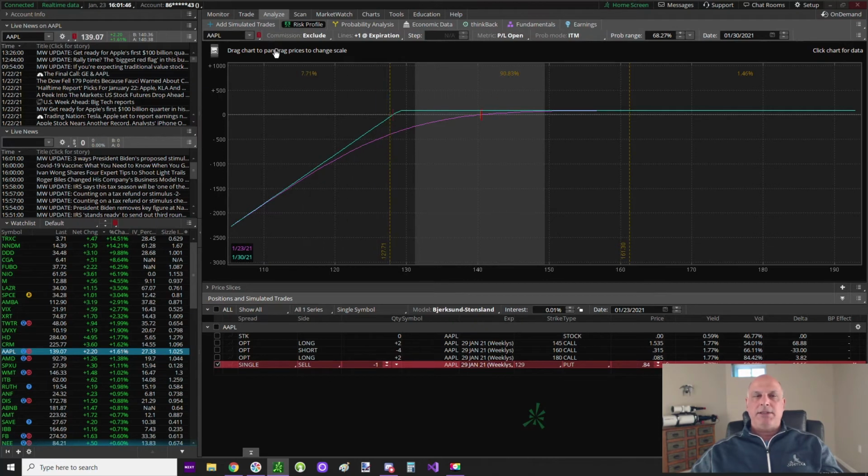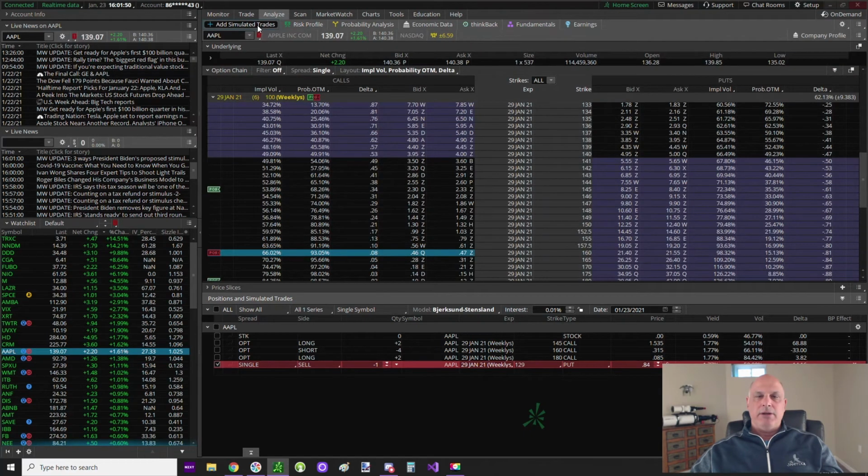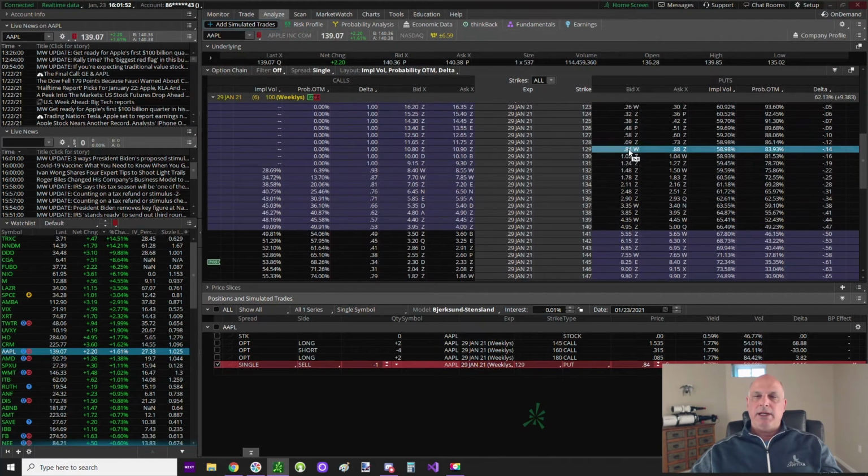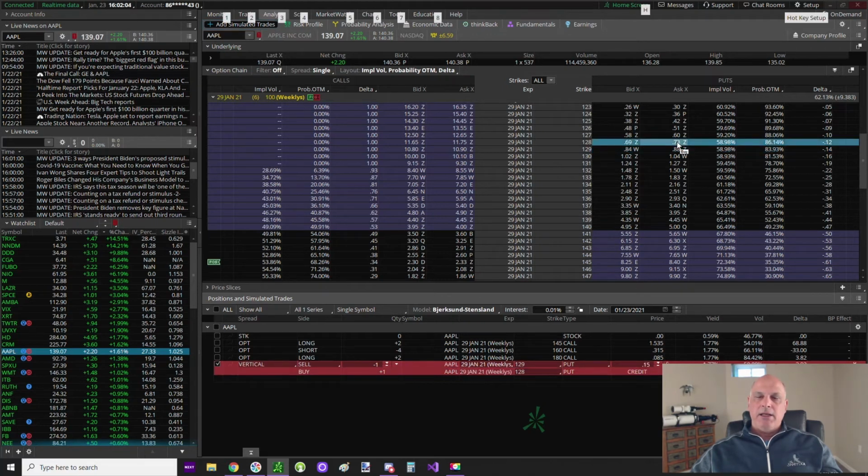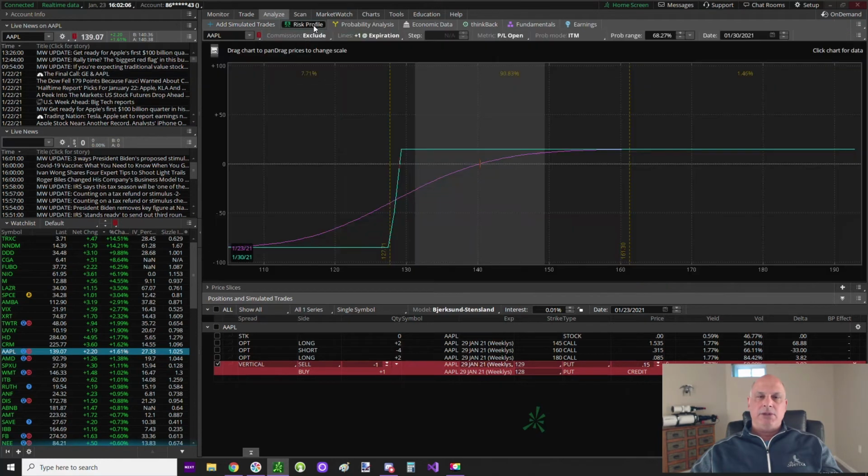You can cap those losses by buying kind of an insurance play, right? You can take that 129 and now buy insurance, or buy that lower strike, the 128. In Thinkorswim you hold the control key down and click on the buy, and you can make this now into what's called a vertical spread.